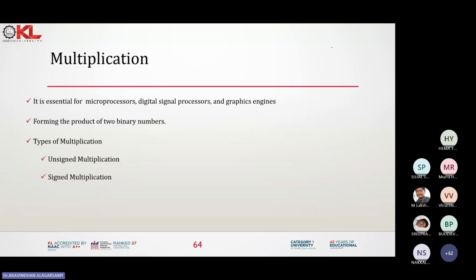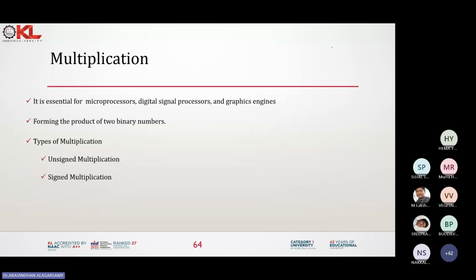In this repeated addition process, two types of multiplication are possible. One is unsigned multiplication, one is signed multiplication, meaning we will worry about the plus and minus of the given numbers. Let's say for example 2 into 2, both are positive integers. So 2 into 2 is equal to 4, and the output is a positive integer. That is called signed multiplication.